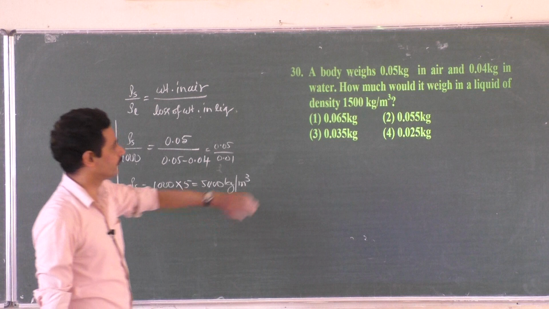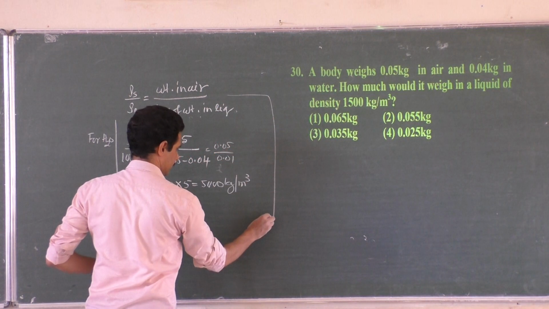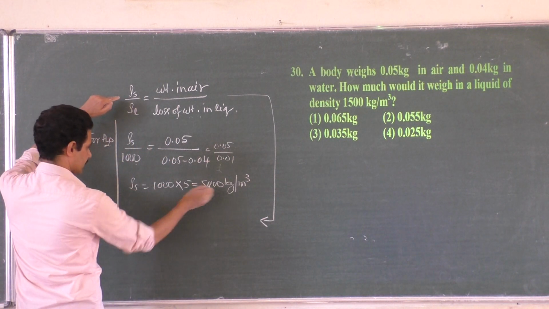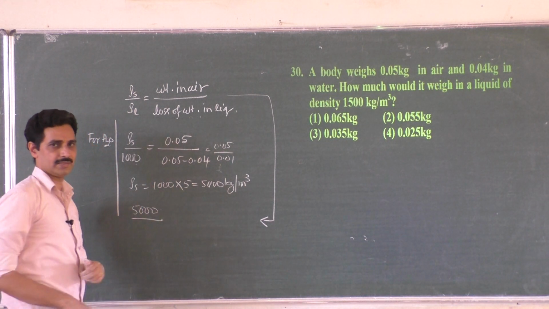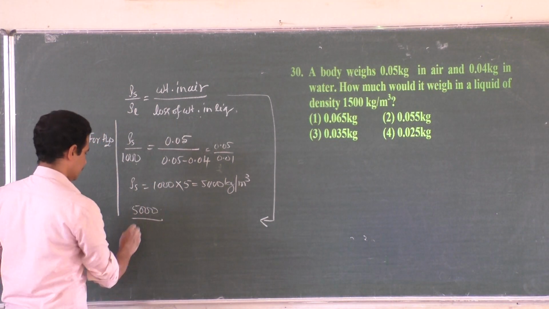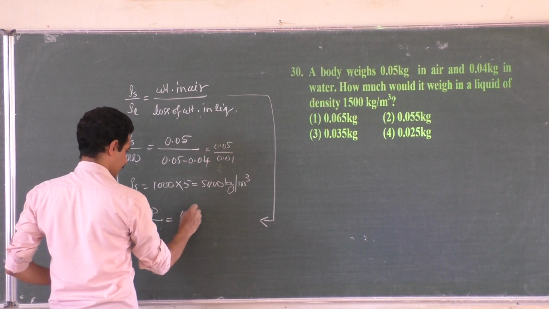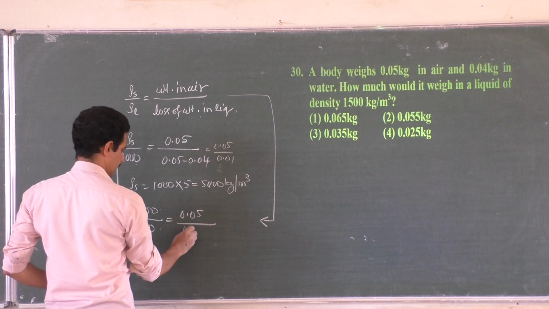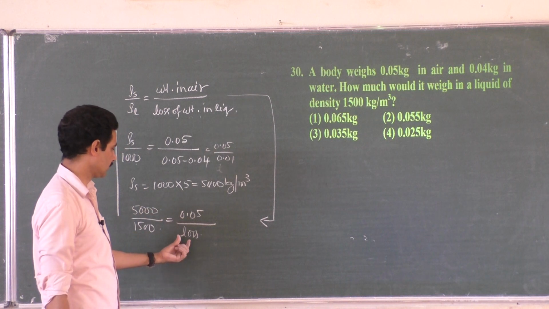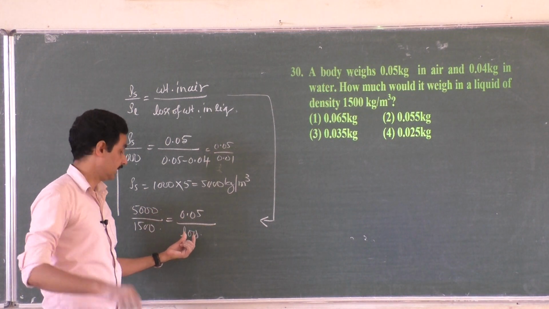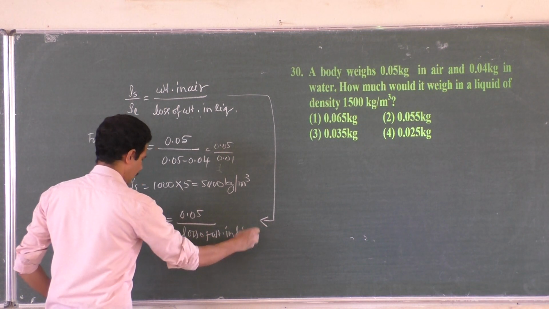Now go to the liquid of density 1500 kg per meter cube. Write the same formula again. Density of the substance is the same because you are immersing the same object, so the first part is to find the density of the substance. Again the same formula: 1500, density of the liquid; weight in air, same; loss of weight in liquid, not in water.